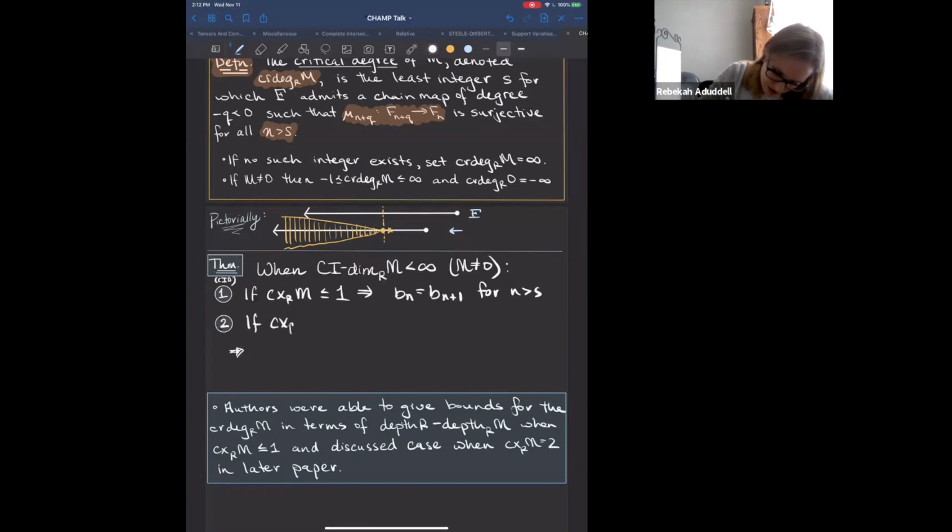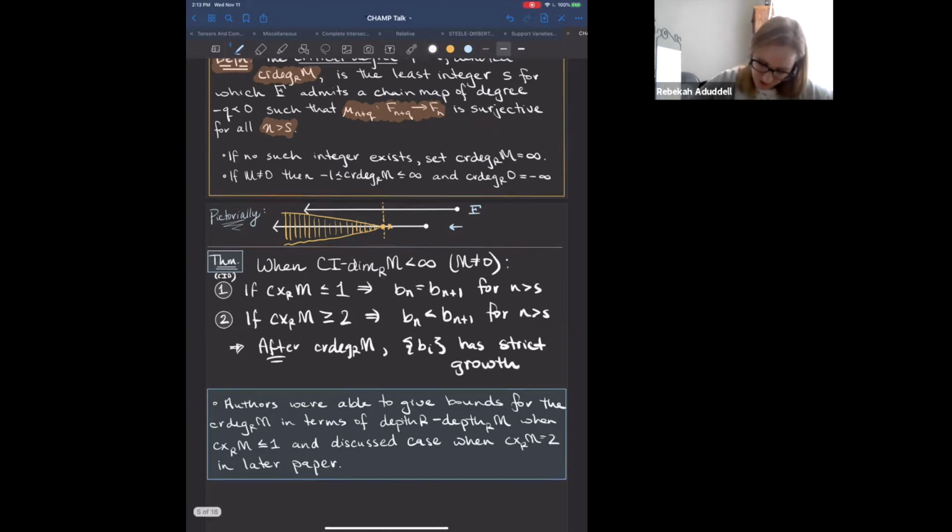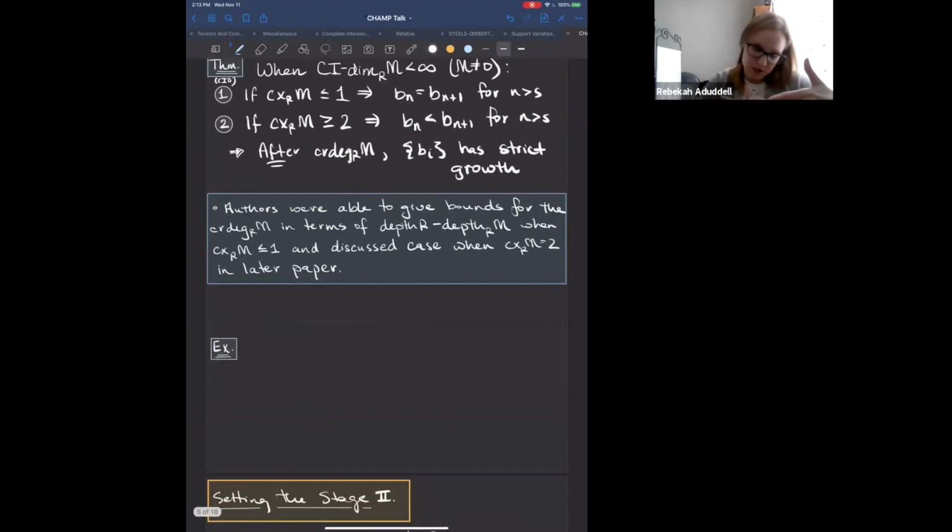If we have complexity of our module greater than or equal to 2, then we see this strict growth. What we're saying here is that specifically after the critical degree, the Betti sequence has strict growth. And this is for all modules of finite CI dimension. Because this is telling us where the pattern would start, it might be a question of, can we have bounds on this?